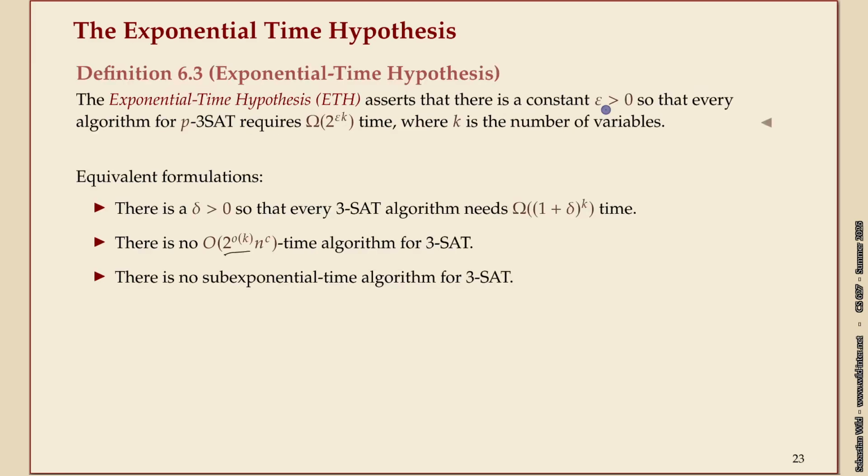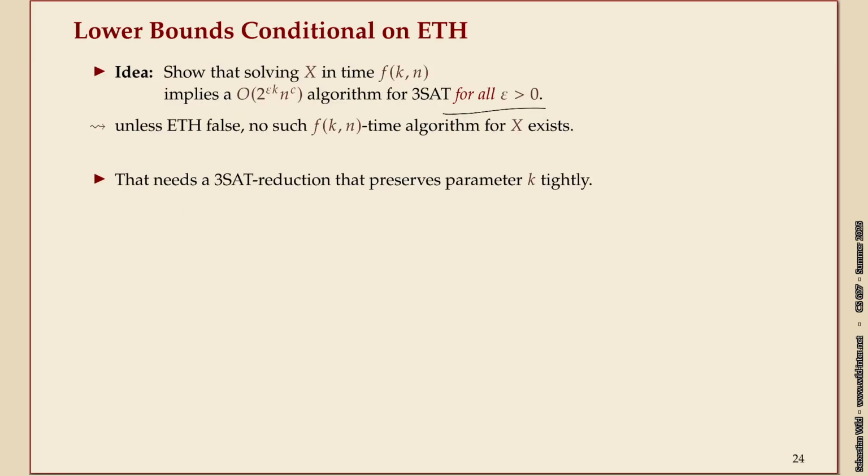So this says there exists some constant, but it doesn't tell us what it is. So to refute that statement, we would have to show there is an algorithm for every possible epsilon that solves the SAT problem in this time. And in this case, C, for example, could be a function of epsilon. For any constant epsilon, n to the 1 over epsilon would still be a polynomial, but it has to decrease the base of the exponential part arbitrarily much.